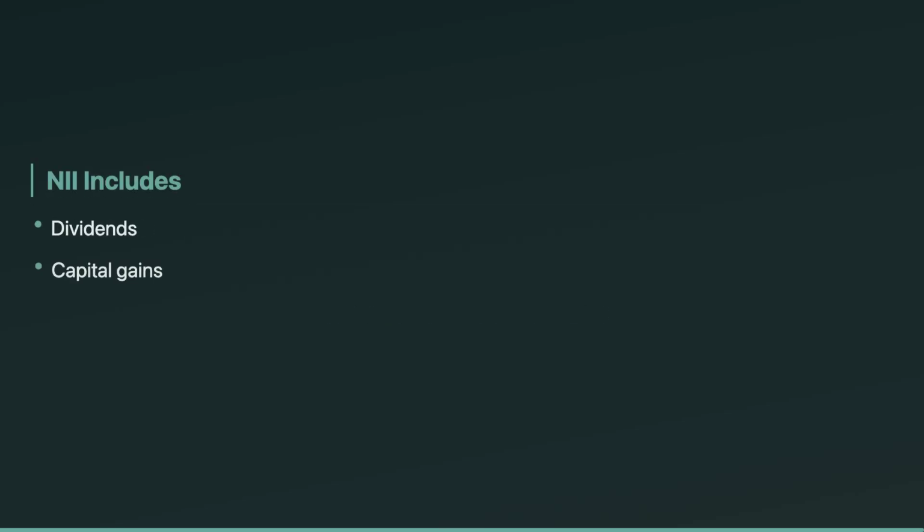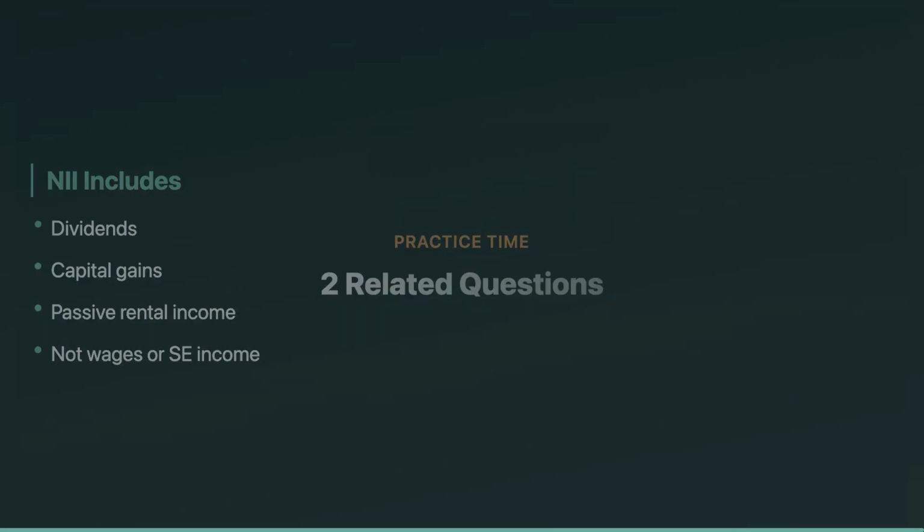What counts as net investment income? Think portfolio income like dividends and capital gains, plus many types of passive rental income. Wages and self-employment income are not net investment income, even though they raise MAGI and can push you over the threshold. That's another favorite exam setup. Big wages create NIIT exposure, but the NIIT base is only the investment bucket.